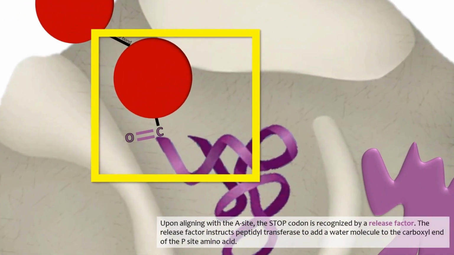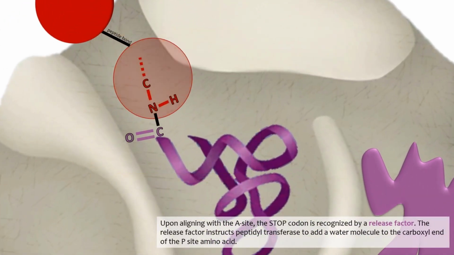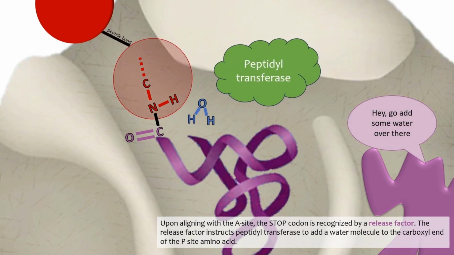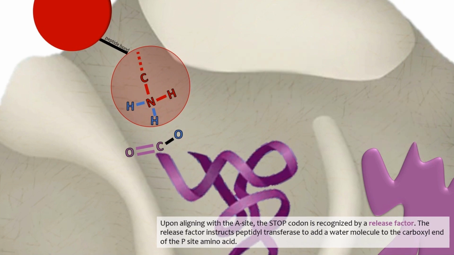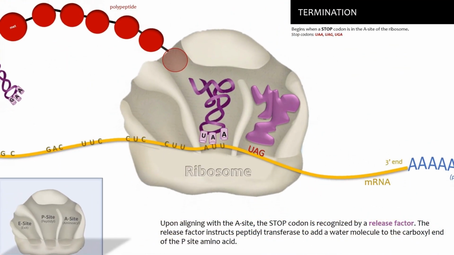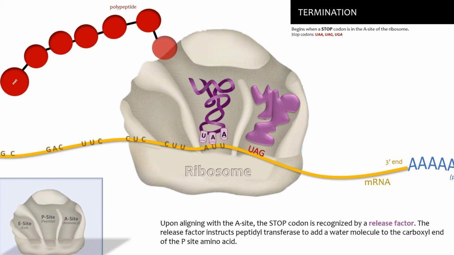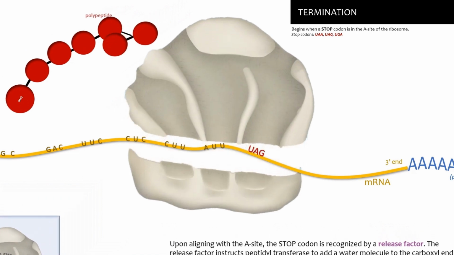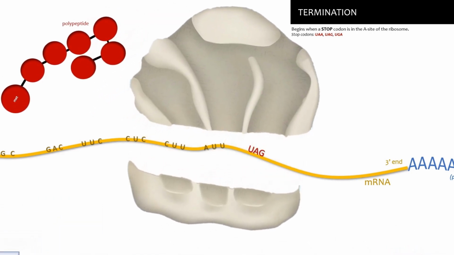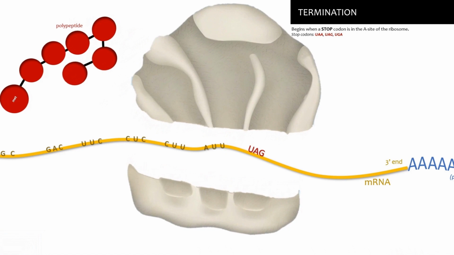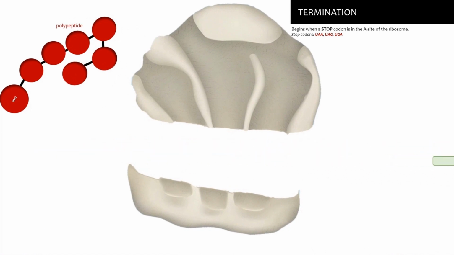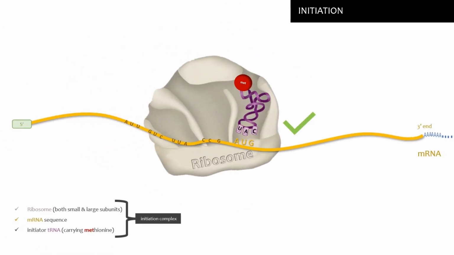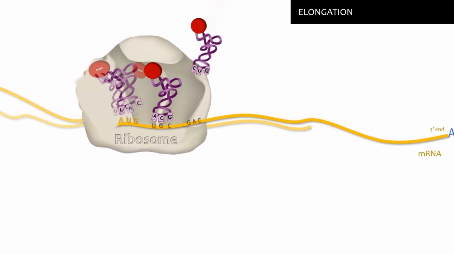The release factor instructs peptidyl transferase to add a water molecule to the carboxyl end of the P site amino acid. This reaction forces the P site amino acid to then detach from its tRNA, and the newly made protein, or polypeptide, is released. The small and large ribosomal subunits then dissociate from the mRNA and from each other. They are then almost immediately recruited into another translation initiation complex, ready to take on the next strand of mRNA that leaves the nucleus.